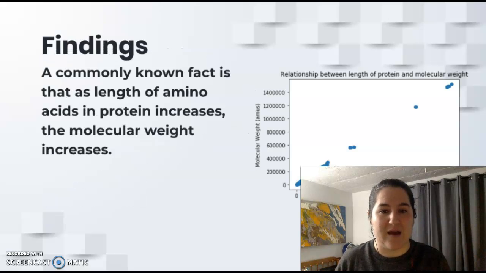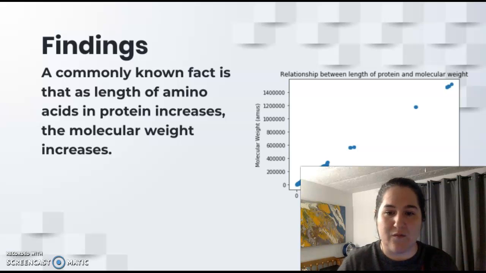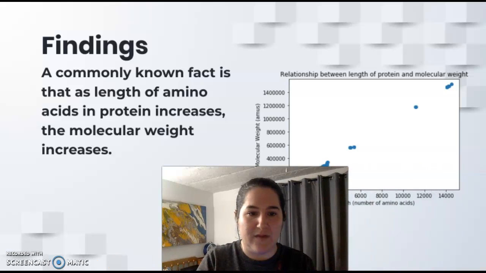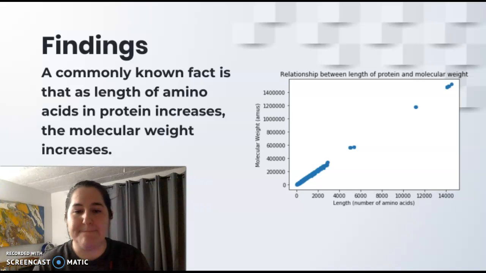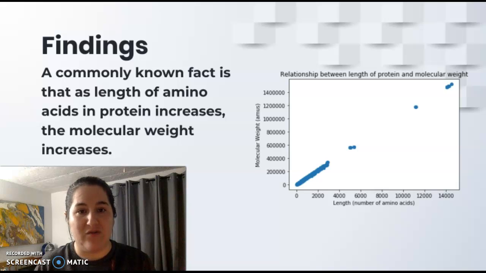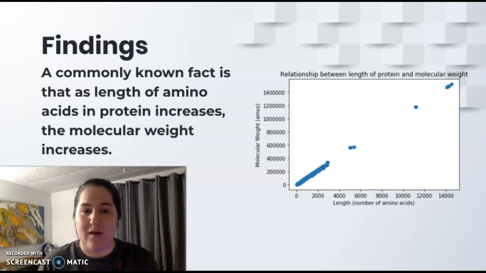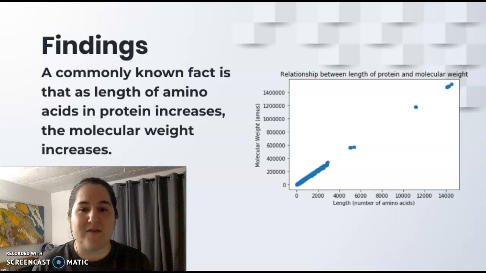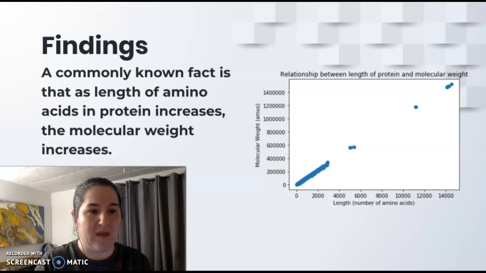The first thing that I want to talk about is this graph here. Now, in this graph, now you can see it a little bit better. We're looking at the molecular weight of our amino acids, which are the atoms and the beads on the strands on the necklaces, and their length. And a commonly known fact is that molecular weight and length are very related. And I used this knowledge to kind of power my study.